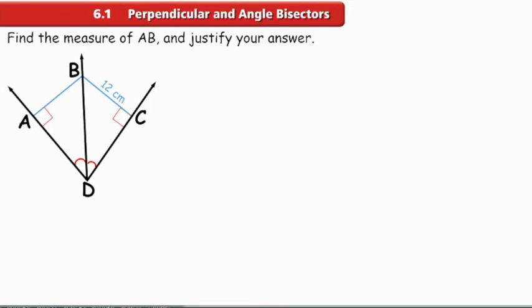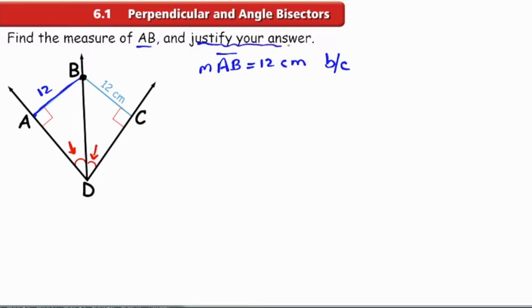So now that we know the angle bisector theorem, we can use it, and it says find the measure of AB. Well, AB is this segment here. We see that it is perpendicular to the side of an angle. We also notice that B is a point on the angle bisector because we have these congruent marks here. If those two angles are equal, then BD is an angle bisector. So the measure of AB is equal to 12 centimeters.